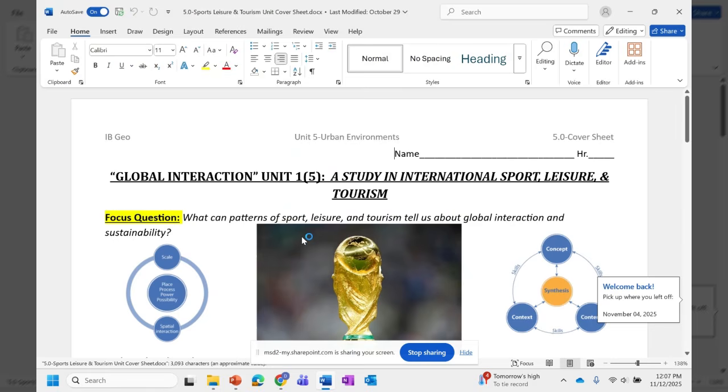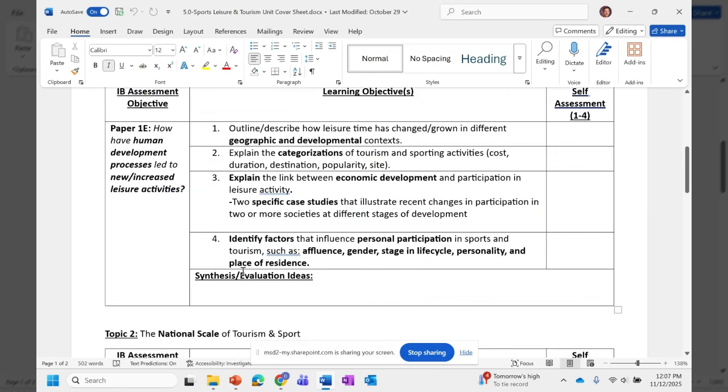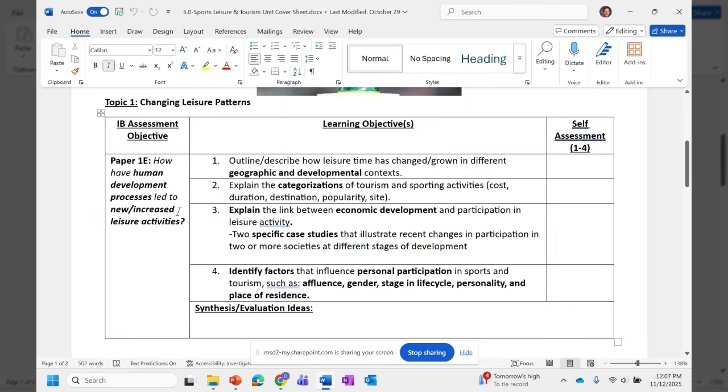Our big focus question is: what can patterns of sports, leisure, and tourism tell us about global interaction and sustainability? Hopefully you can develop an answer to that question. The first question relates to processes and place. We're looking at how things have changed over time, how we categorize tourism, and different types of economic development.